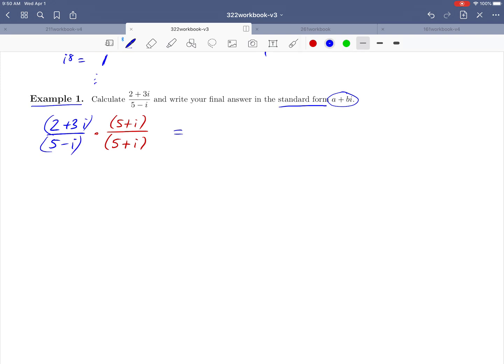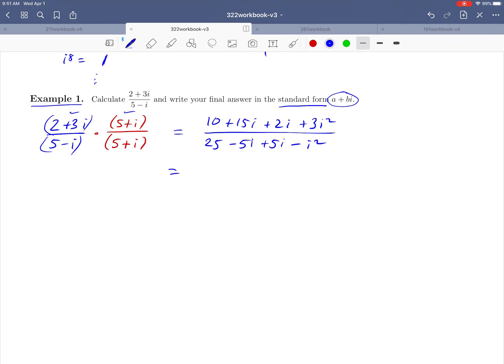Now you might remember the word FOIL from algebra when you multiply two things like this together. So we'll FOIL out the top, starting with 2 times 5 gives us 10. Then the two inside terms give us a 15i, the two outside a 2i, and then finally plus 3i squared for the last two. And on the bottom, if we multiply that out, we're going to get 25 minus 5i plus 5i, there's the inside and the outside, minus i squared.